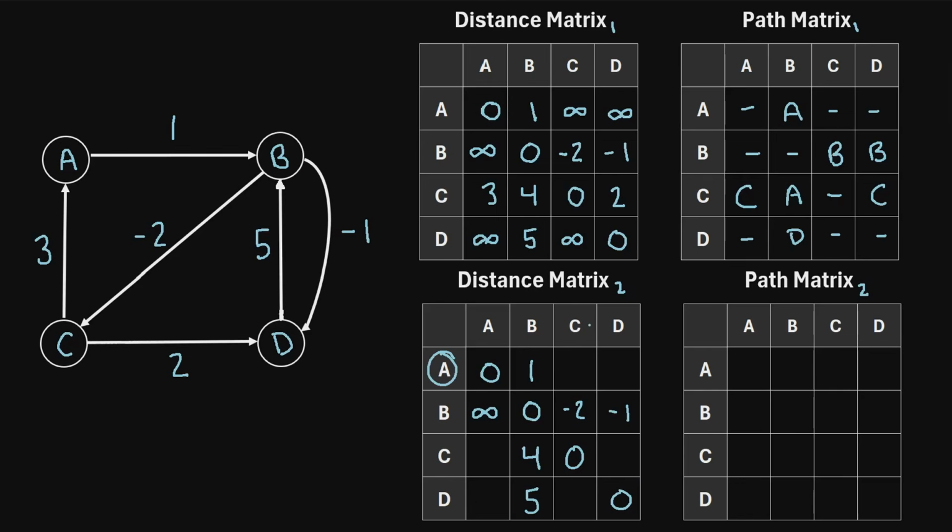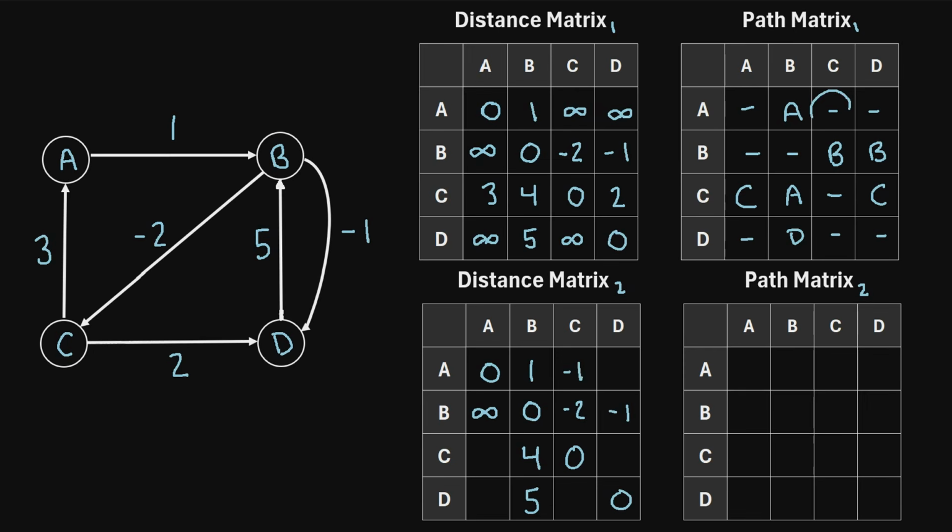So currently, to go from node A to node C has a distance of infinity. Can we find a shorter route by forcing ourselves to go through node B? So in other words, can we go from A to B and then from B to C? So from A to B, that's a distance of 1. From B to C, that's then a distance of negative 2. So that total distance is 1 plus negative 2, which is negative 1. So obviously 1 plus negative 2 is shorter than the current shortest distance of infinity. So we'll go ahead and update that value. So that's a value of negative 1.